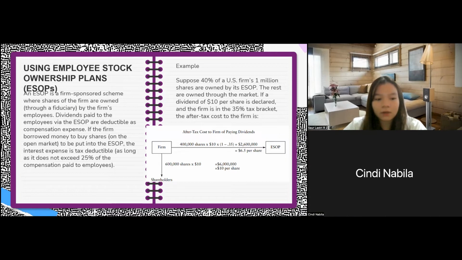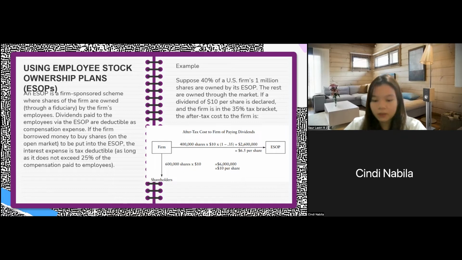Okay, thank you, Cindy. So in this section, we will look at employee stock ownership plans, or ESOPs. An ESOP is a firm-sponsored scheme where shares of the firm are owned through a fiduciary by the firm's employees. Dividends paid to the employees via the ESOP are deductible as compensation expense. If the firm borrows money to buy shares on the open market to be put into the ESOP, the interest expense is tax deductible as long as it doesn't exceed 25% of the compensation paid to employees.